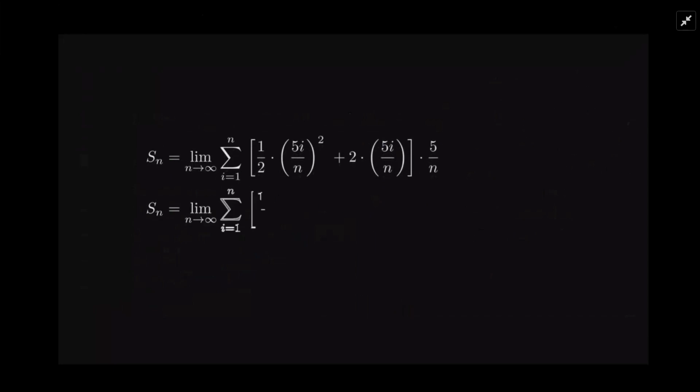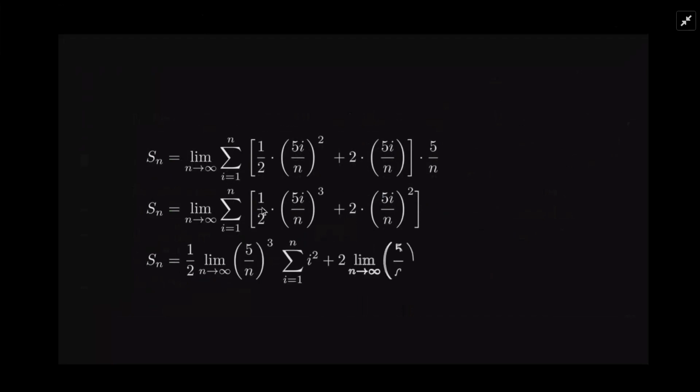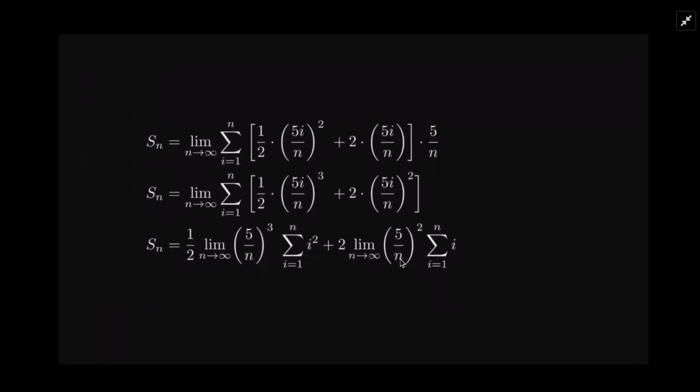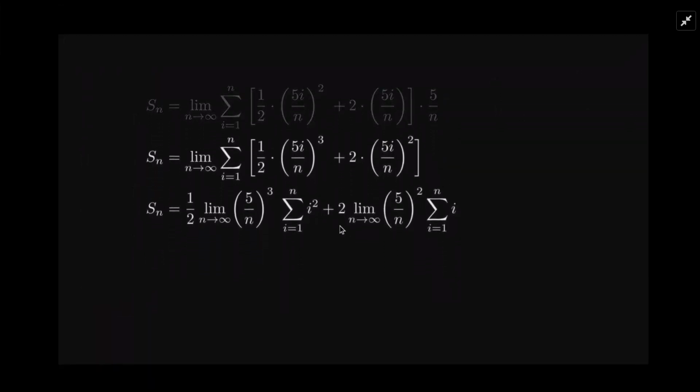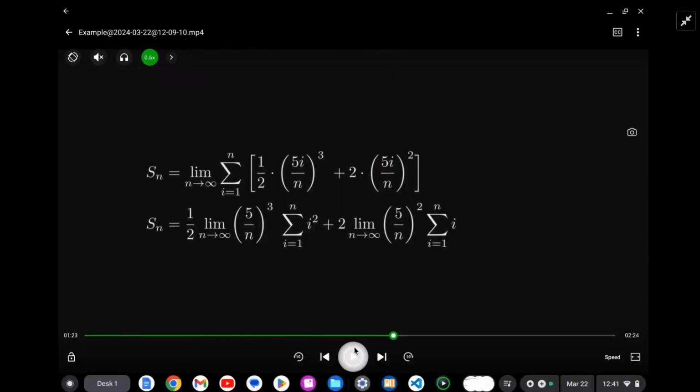All right, anyway, we work it out. So I distributed the 5 over n, making a cube here and a square here. And then we can pull out the constants. A half and a 2 is outside. I can pull out the n piece, and we boil it down to these two sums, the sum of the square numbers and the sum of the integers. Now these two sums, I'm not going to derive that right now.